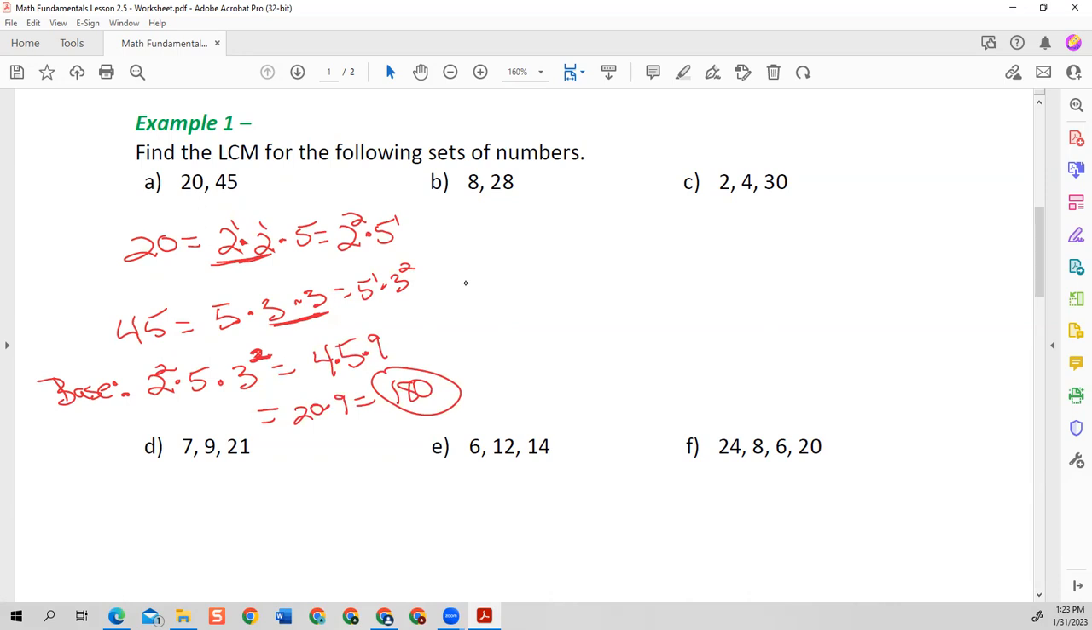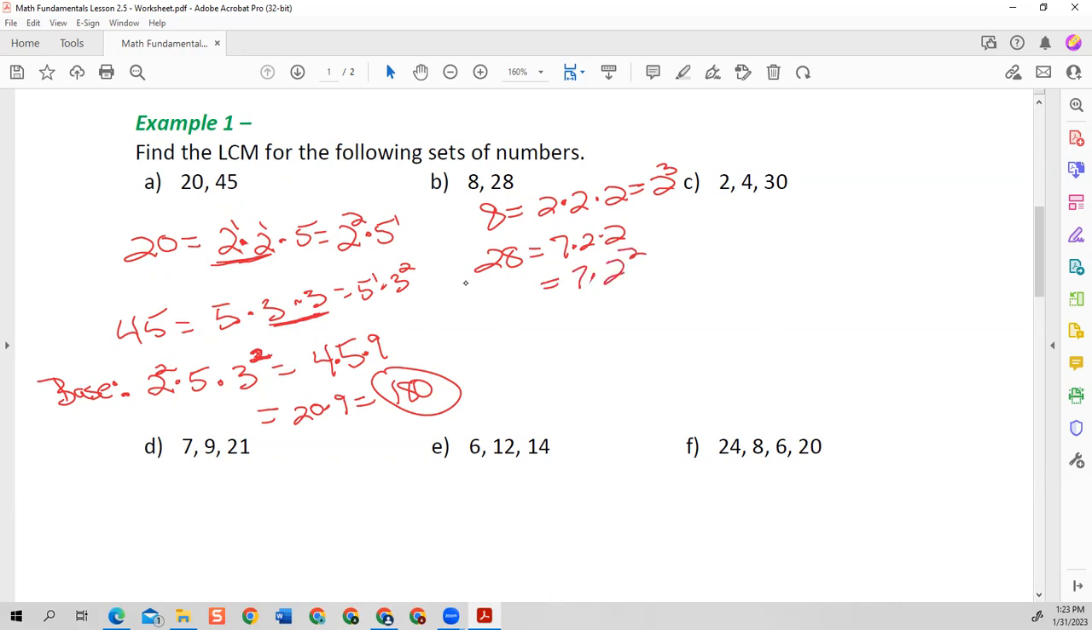So let's do B. B says we have 8 and 28. We know 8 is 2 times 4, which is 2 times 2 times 2. This can be written out as 2 cubed. 28 is 7 times 4, which is 2 times 2, and can be written as 7 times 2 squared.